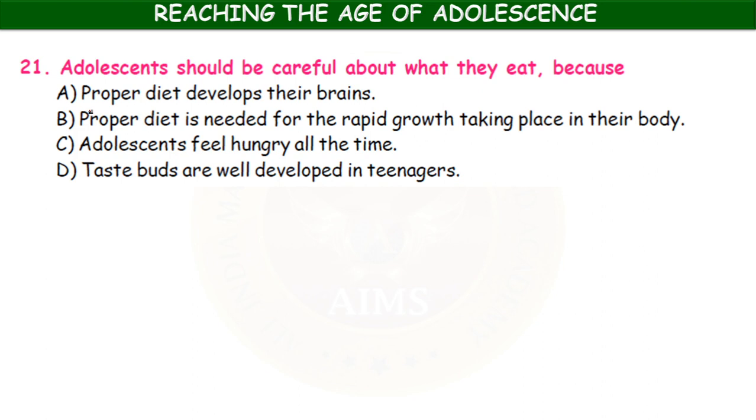The adolescent should be careful about what they eat because proper diet develops their brains. Proper diet is needed for the rapid growth taking place in their body. Adolescents feel hungry all the time. Taste buds are well developed in teenagers. So actually the second one, the proper diet is needed for the rapid growth taking place in their body.